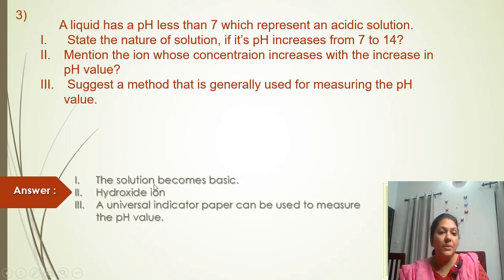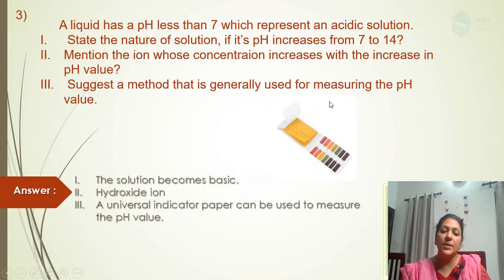Now third question, suggest a method that is generally used for measuring the pH value. Generally, we are using a universal indicator paper to measure the pH value. It will show different colors when dipped in different types of solutions, and we can match with the chart given.